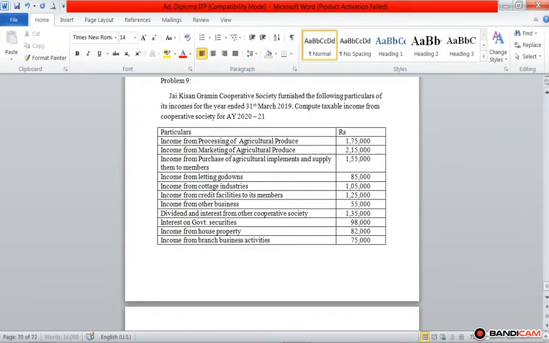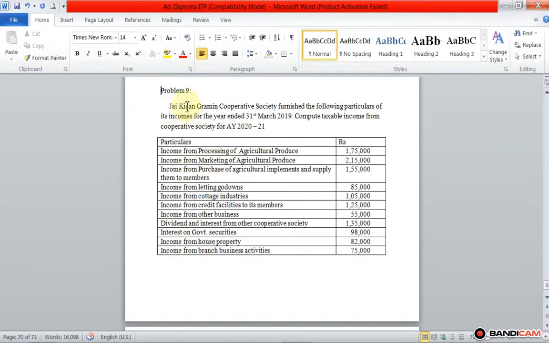Very easy problem. So here Jai Kisan Gramin Cooperative Society furnishes the following particulars of its income for the year ending 31st March 2019. Compute taxable income from cooperative society for AY 2020-21. So here the list of income is given, and with the help of this information compute its taxable income from cooperative society for assessment year 2020-21. So try to solve this problem in your notebook. We solve this problem in our next video.